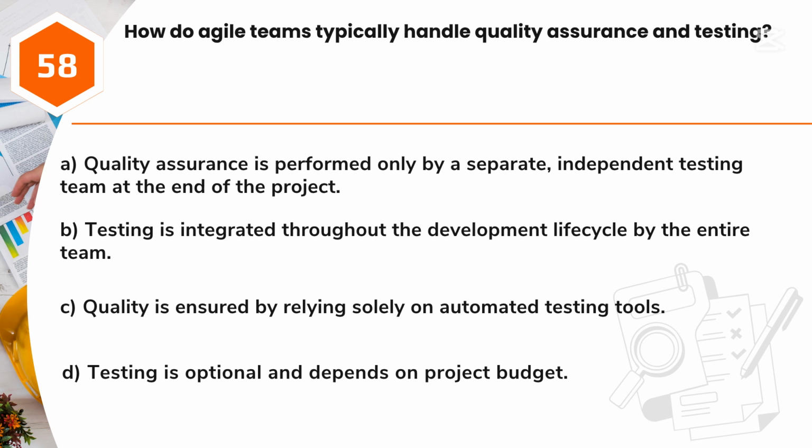Question 58. How do Agile teams typically handle quality assurance and testing? A. Quality assurance is performed only by a separate, independent testing team at the end of the project. B. Testing is integrated throughout the development lifecycle by the entire team. C. Quality is ensured by relying solely on automated testing tools. D. Testing is optional and depends on project budget.